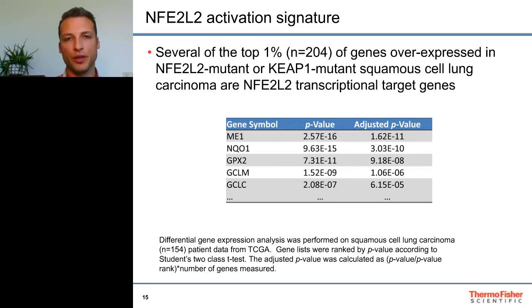Moreover, if you reach into the expression data in our knowledge base, in the Oncomine Knowledgebase, you can see that some of the top genes that are overexpressed in NFE2L2 mutant or KEAP1 mutant squamous carcinoma samples are actually targets of NFE2L2 transcription. So these are the genes that help combat oxidative stress.